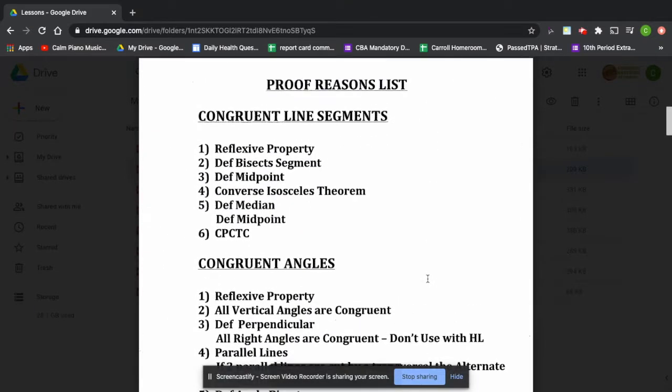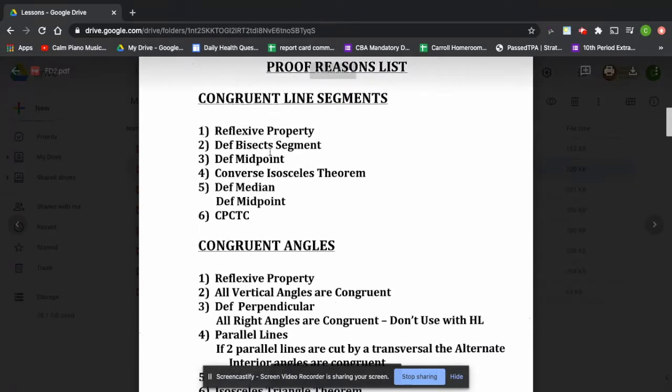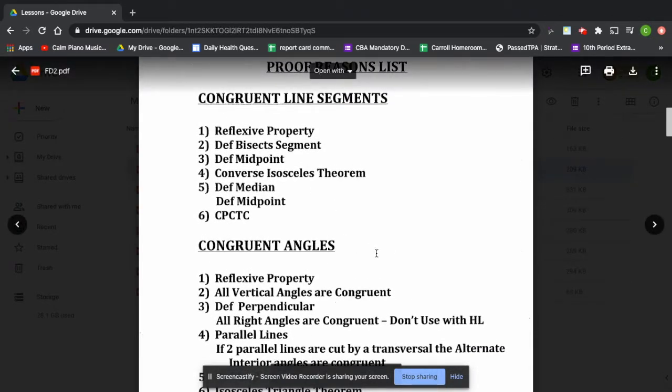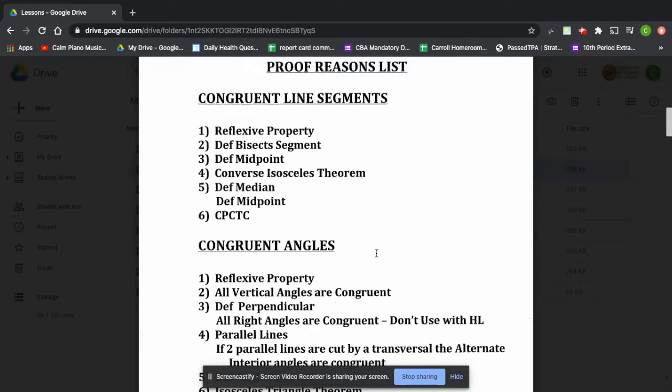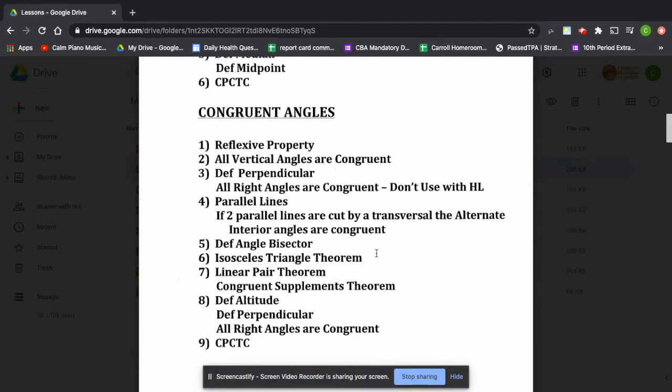Here is a list that I would like you to copy down. So off to the side, I'm going to make you pause the video and copy down all of the reasons why it's possible to get congruent line segments. And then I'm going to scroll down and you're going to copy down this list of all of the reasons why angles might be congruent.